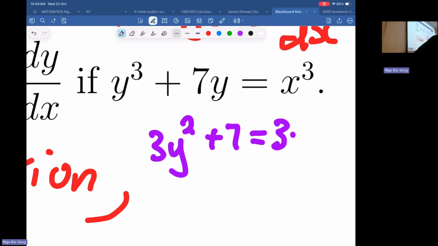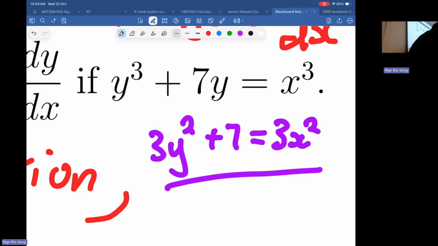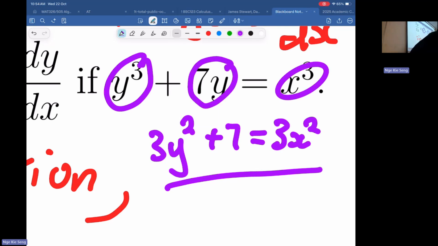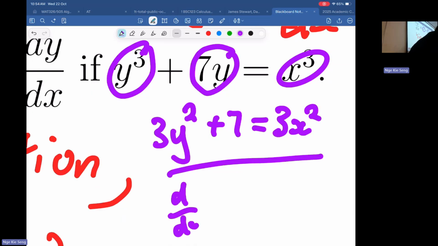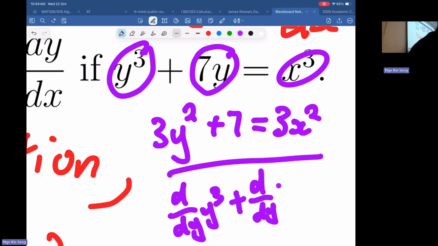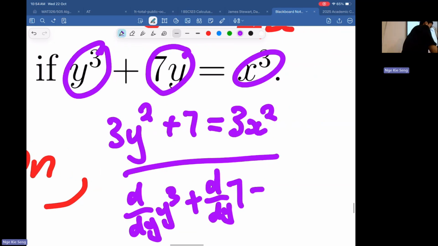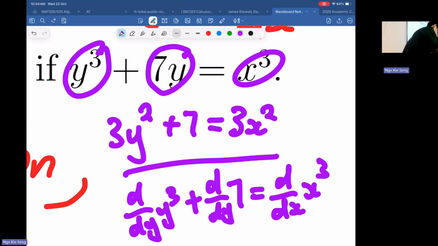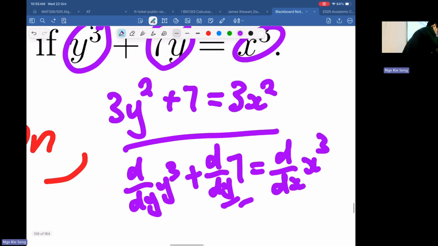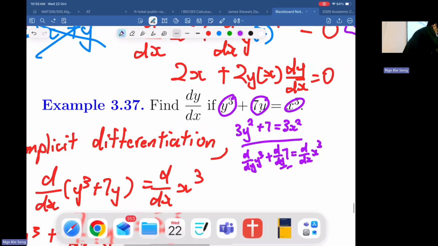What's this? Why do you do it? You are just differentiating this, adding the derivative of this. What you do here is d over dy of y cubed plus d over dy of 7, and here it's equal to d over dx of x cubed. So what's the point of doing this? This one is differentiation with respect to y. We want to differentiate with respect to x. That's all we want.